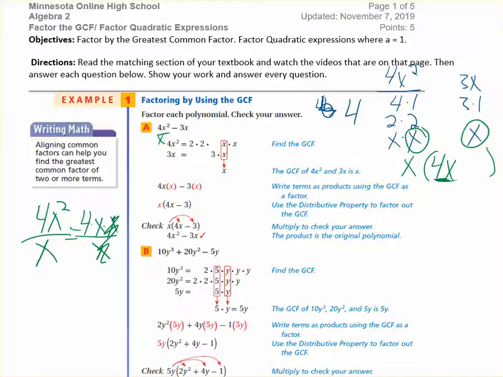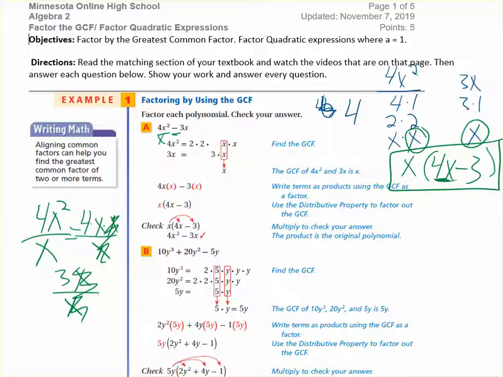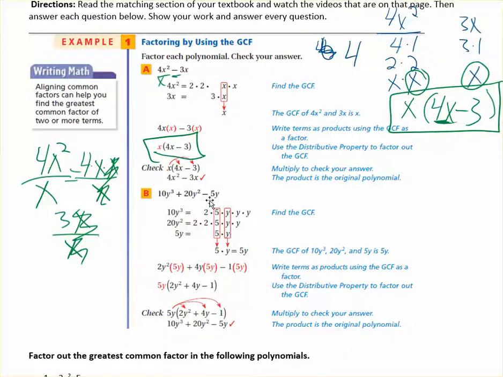Then there's a minus sign here, so we put the minus sign in the parentheses, and now we have 3x, and divided by our common factor of x, you can see that the x's will cancel out and we'll be left with 3. This is your answer. Not just x, not just 4x minus 3, the whole thing. X times 4x minus 3. So you write the greatest common factor in front, and then you put parentheses, and then you put what would go inside the parentheses. This is the opposite of the distributive property.